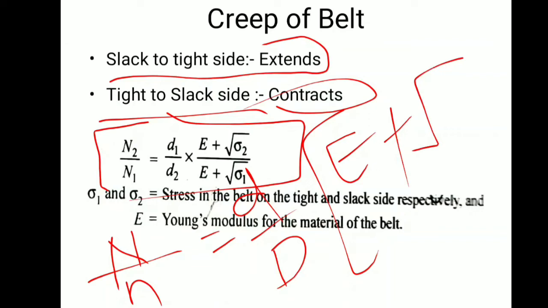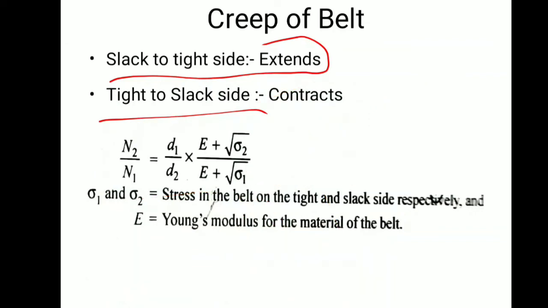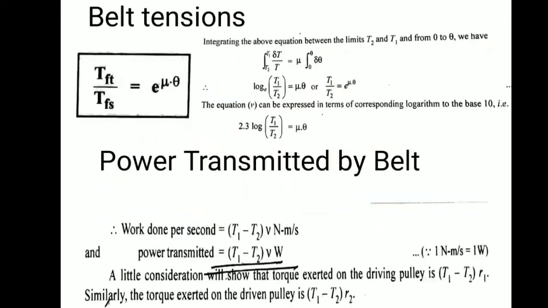Just remember, N2 by N1 is equal to D1 by D2 into the square root of (E plus sigma 2) by (E plus sigma 1), where D1 and D2 are nothing else but the smaller and bigger pulley, E is Young's modulus, and sigma 1 and sigma 2 are the stresses in the tight side and slack side of the respective pulley. So this would be the equation for creeping. In exams also, one formula-based question of this kind is asked. Clear? The creeping. Okay.